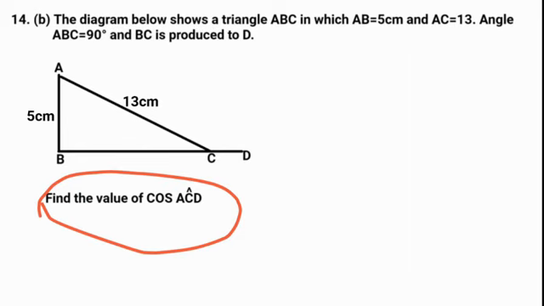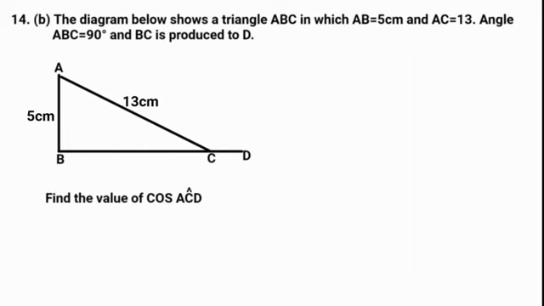Before we go ahead to find the cosine, first let's talk about the formula that we can use. We're going to say cosine for angle ACD is equal to... To come up with a correct ratio, first you need to consider SOHCAHTOA.